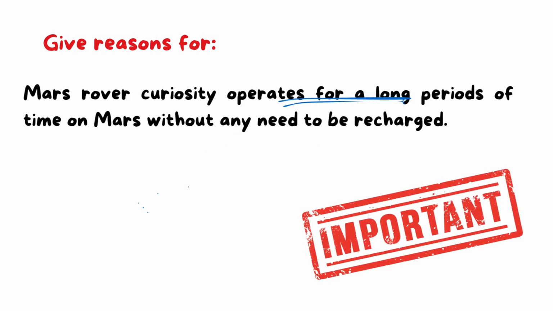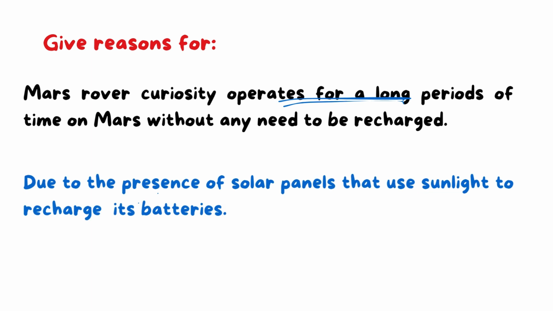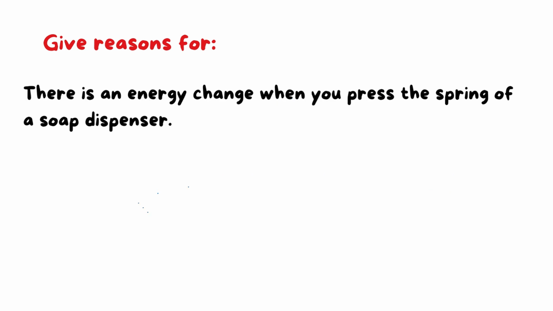Mars rover Curiosity operates for long periods of time on Mars without any need to be recharged. Why? Yes, because it has what? Solar panels that use sunlight to recharge its batteries. So here the answer: due to the presence of solar panels that use sunlight to recharge its batteries.